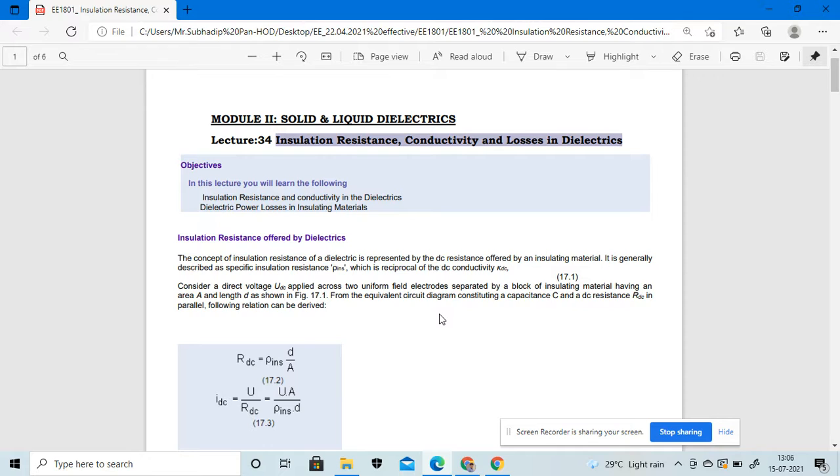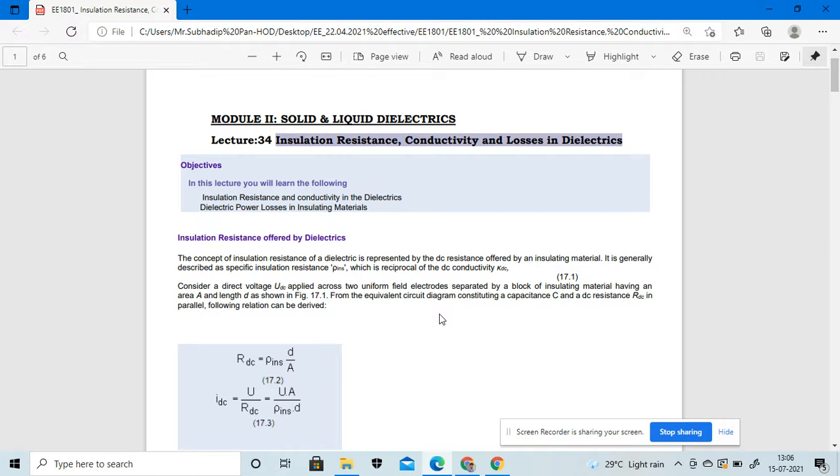We will also discuss the dielectric power losses in the different insulating materials used in solid and liquid dielectrics. These are the parameters for designing any such kind of dielectrics, either solid or liquid. So what are the parameters? The parameters are the insulation resistance, the conductivity and the dielectric power loss.